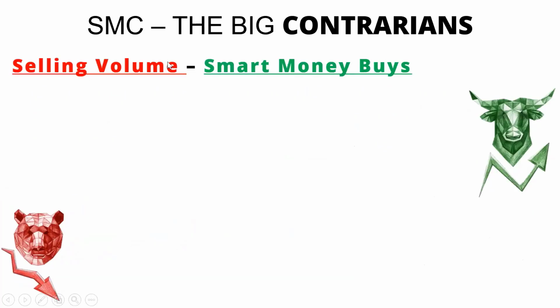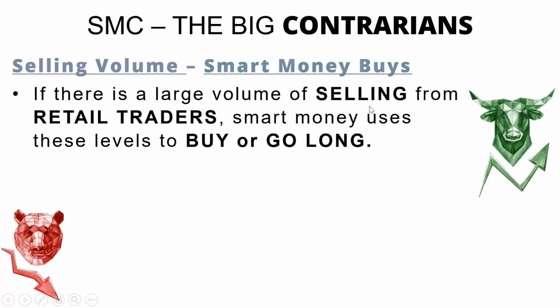When retail traders sell their positions, there are 2 ways. First, short sellers sell their positions to get into the market. Smart money buys from their selling positions. The other way is for people who are long in the market, they get stopped out. So remember, they bought low and they sold high. Where they sold high is where smart money buys. So if there is a large volume of selling from retail traders, smart money uses these levels to buy or go long.